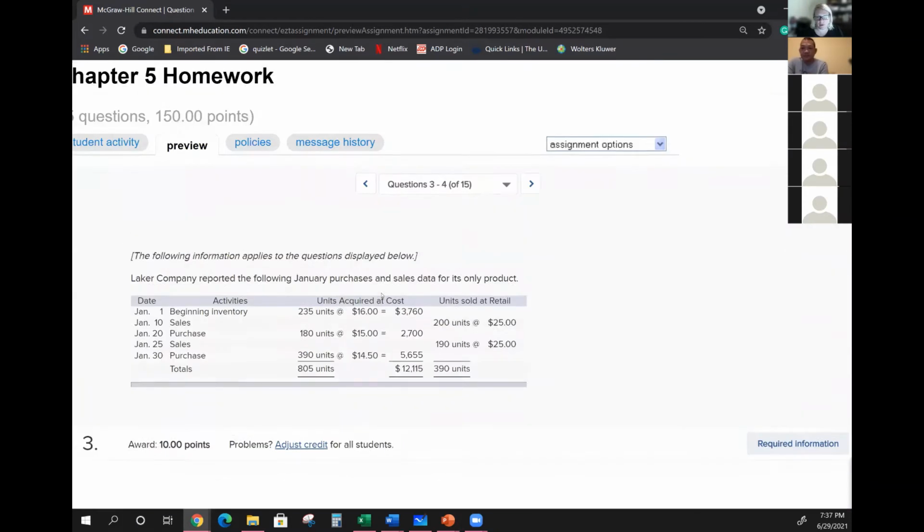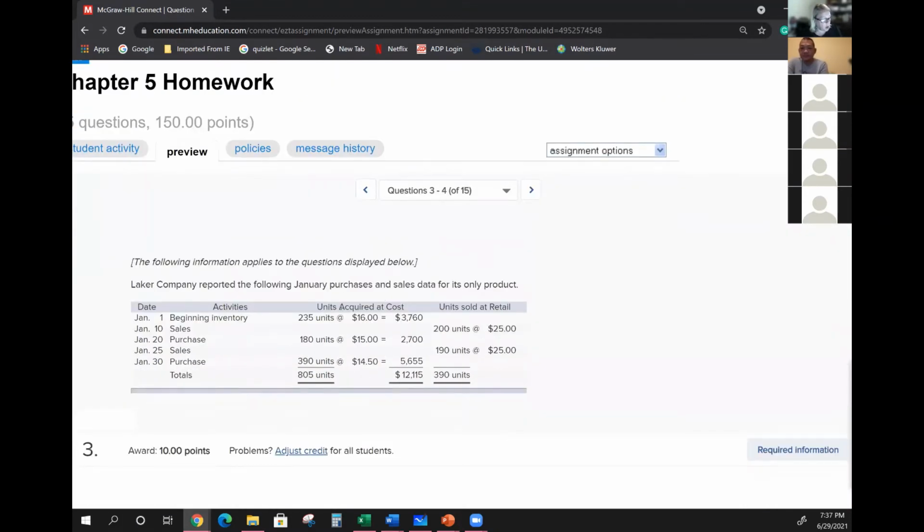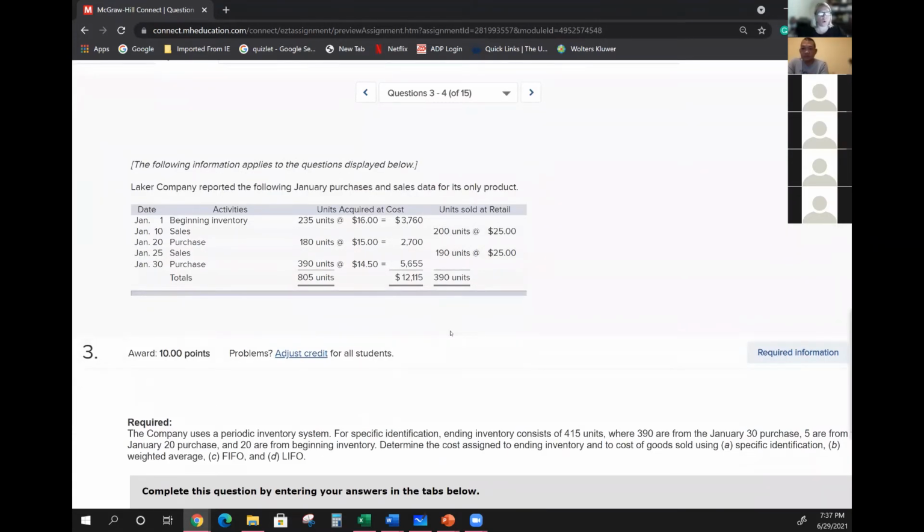Perpetual will be different. With perpetual, we'll be looking at, okay, I have 235 units, 200 were sold. I know at this point I'm going to do an entry and know that 200 units were costed at $16, because that's what I had at the time. I didn't have that next purchase yet, so I'm going to use 200 out of the first ones. But with this, you're going to use the whole 235 because we're looking at it at the end of the period. Does that make sense?